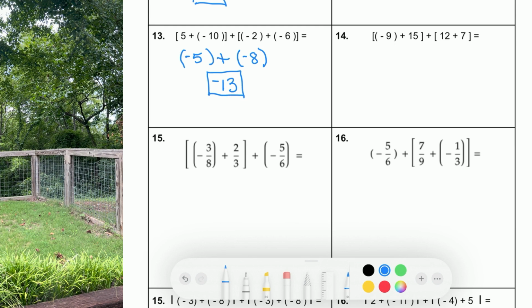Number 14, negative 9 plus 15, different signs. So we're going to find the difference, which is 6, and then keep the sign of the greater, which is the 15, so it's going to be a positive 6.